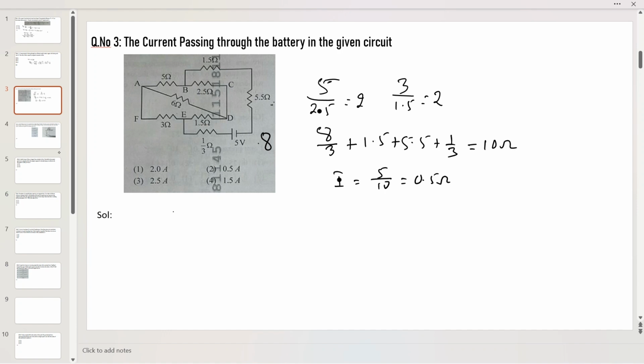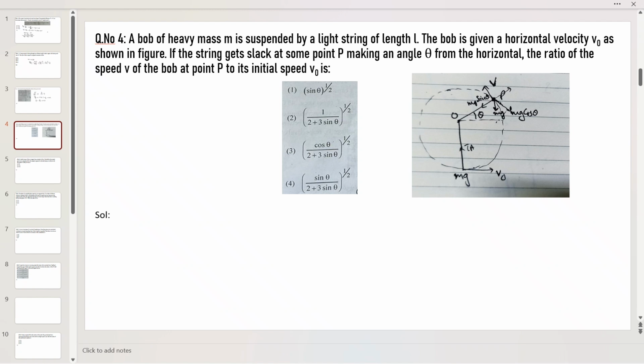Now I am going to the next question. Here you see the question. In this, again you see a string with some mass m is rotated, and here we have considered point P. You can see the point P in the picture.